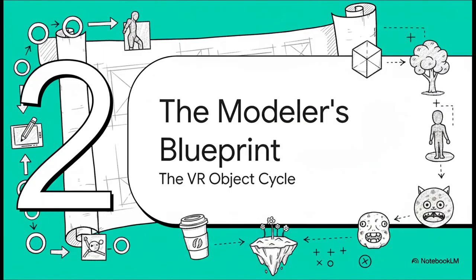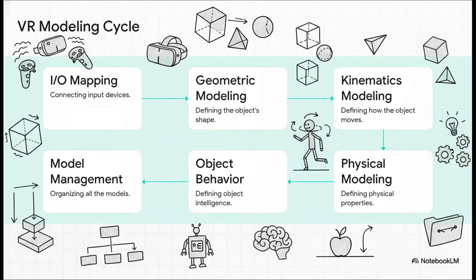You know, creating a virtual object isn't just one single action. It's a whole cycle, a step-by-step process. Think of it like the modeler's blueprint for bringing anything into existence, whether it's a simple coffee cup or a super complex character. So this is the whole workflow, from start to finish. You start by mapping the controls, basically telling the object how to react when you push a button. Then you build its shape, its geometry. After that, you define its kinematics, which is just a fancy word for how it moves, how its joints bend. Then you apply physics so it knows about gravity, and you can even give it a little brain to control its own behavior. Finally, you have to organize and manage all those pieces. It's the complete recipe for bringing a virtual object to life.